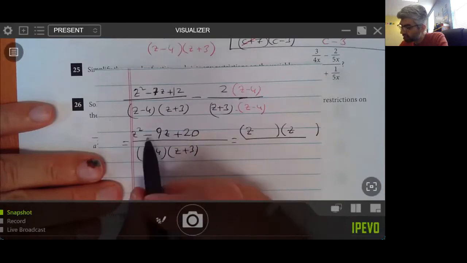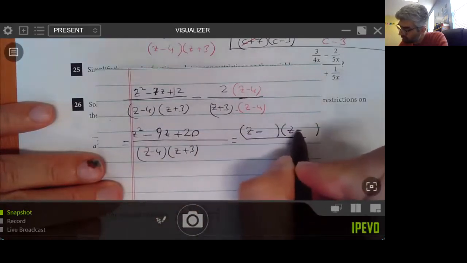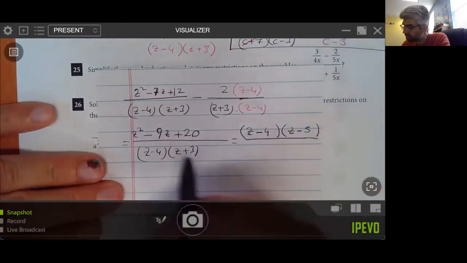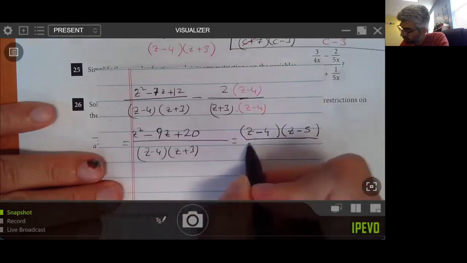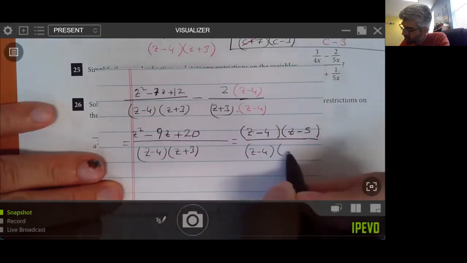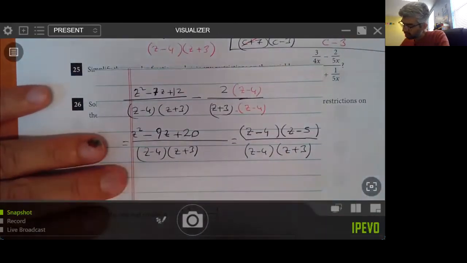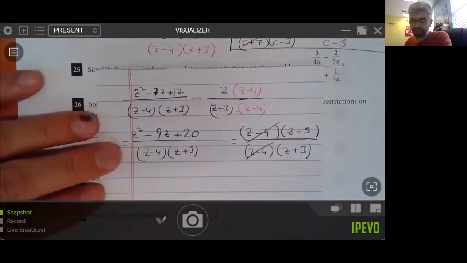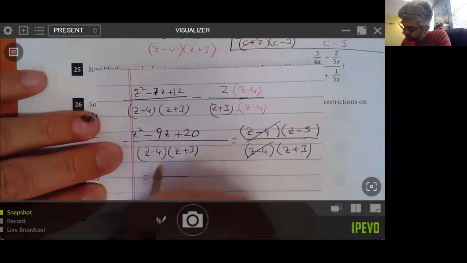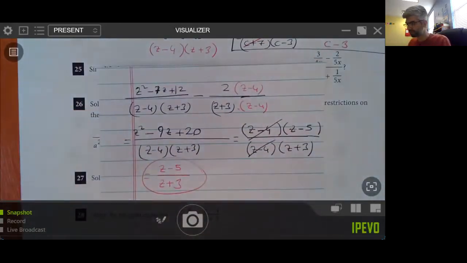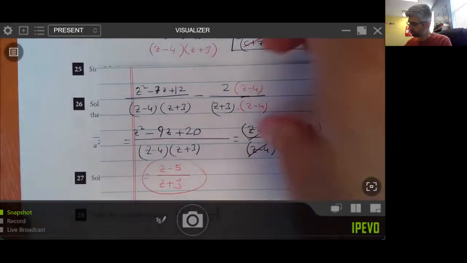Since it's positive, both should be negative. And 4 and 5. Negative 4 times negative 5 is positive 20, and their sum is negative 9. In denominator, z minus 4 times z plus 3. You see, we can simplify the factor z minus 4, and the final answer is z minus 5 over z plus 3. Yes, guys, that's it. It was number 24.